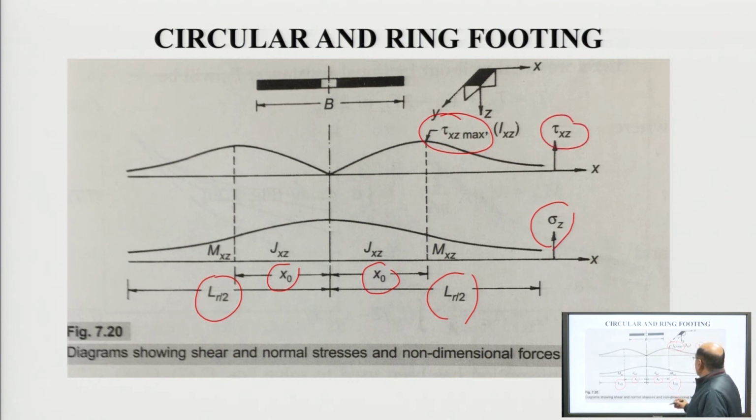So, we can see here the tau maximum will act at the center and the outer face of the circular footing, in between the circular footing. This is at the x 0.